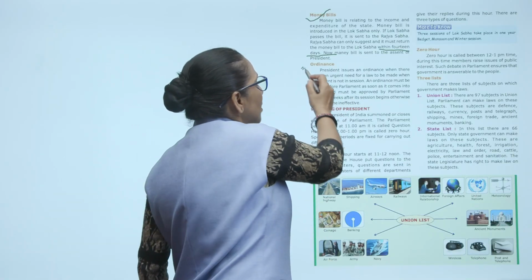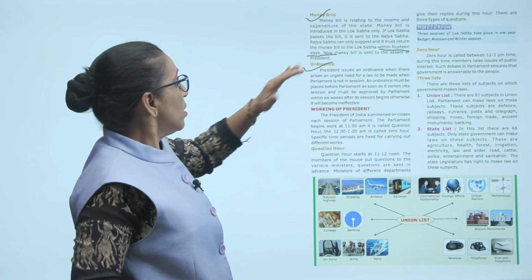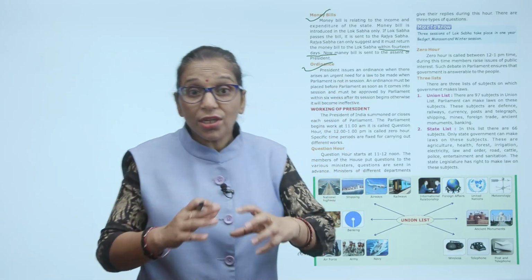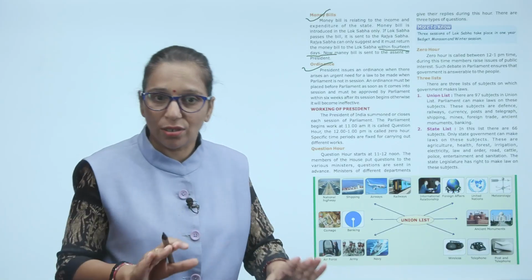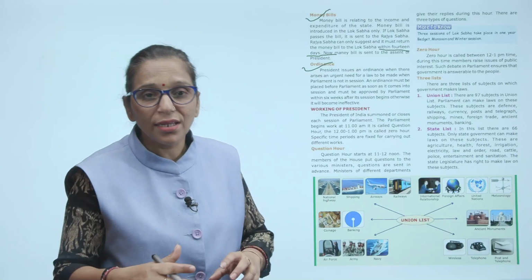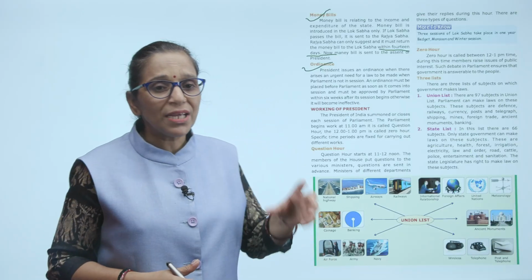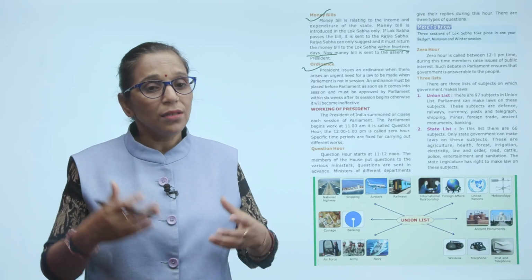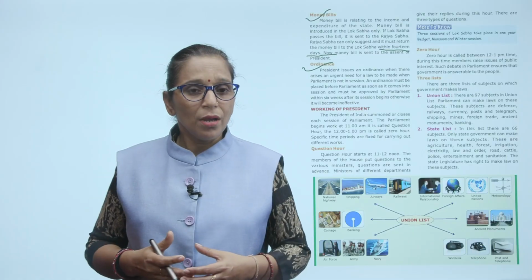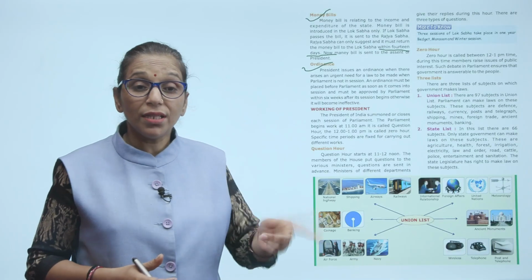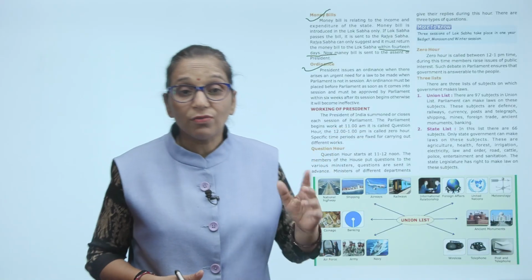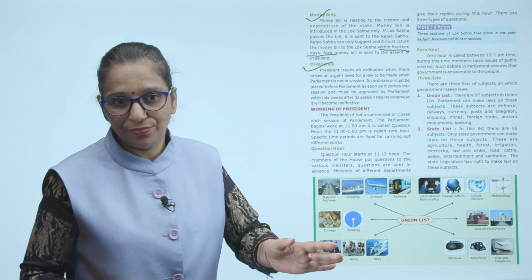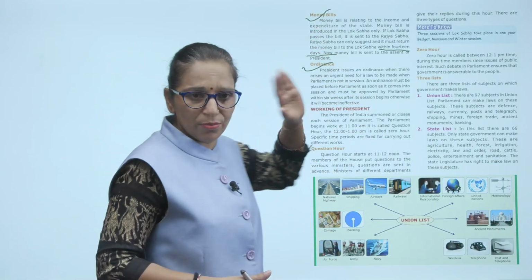Moving to the ordinance. The President issues an ordinance when there arises an urgent need of a law to be made when Parliament is not in session, and on that urgent need the ordinance is issued. An ordinance must be placed before Parliament as soon as Parliament comes into session, but must be approved by Parliament within 6 weeks after the session begins, otherwise it will become ineffective. So that is the emergency procedure.